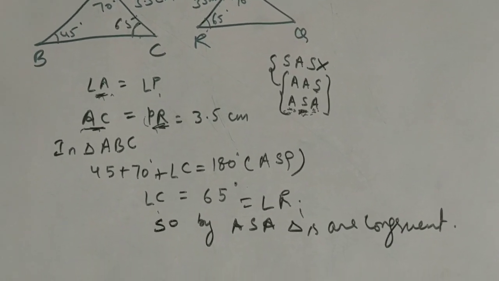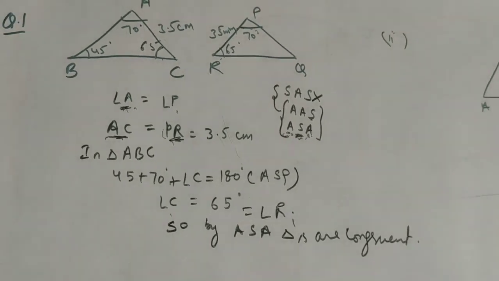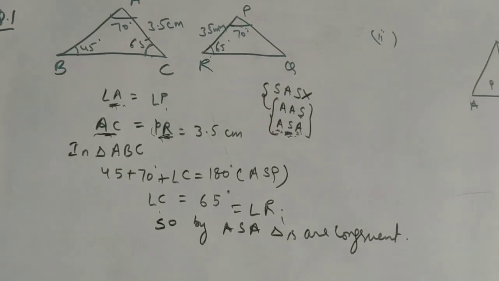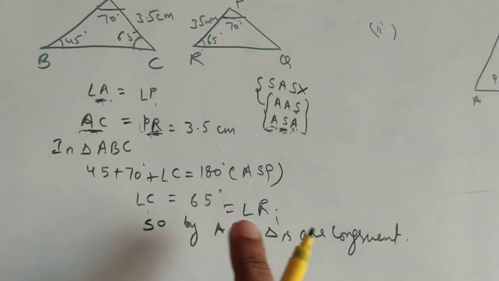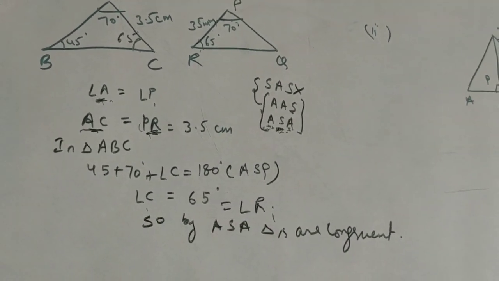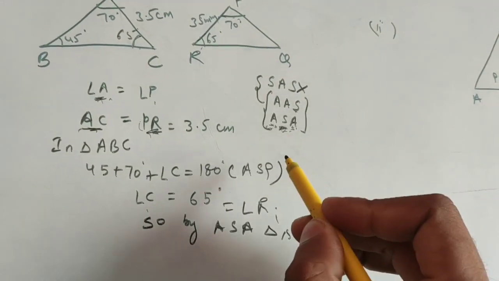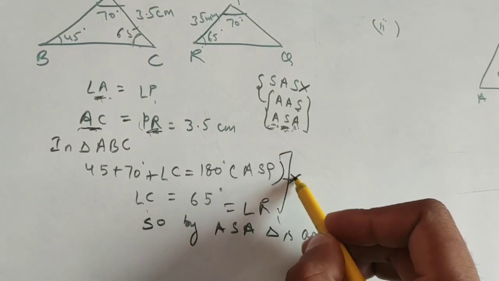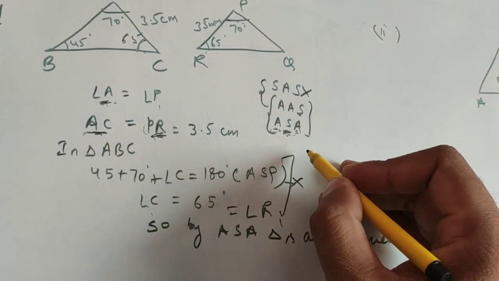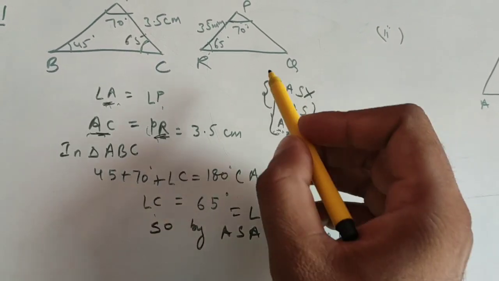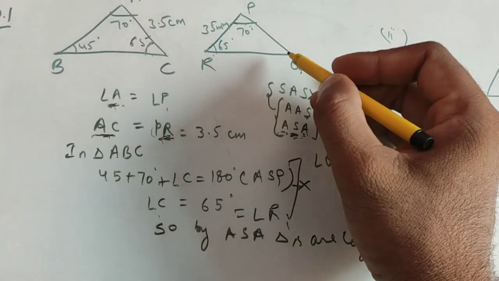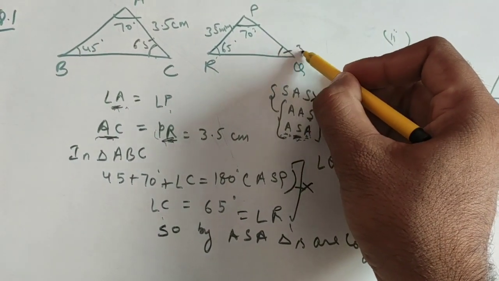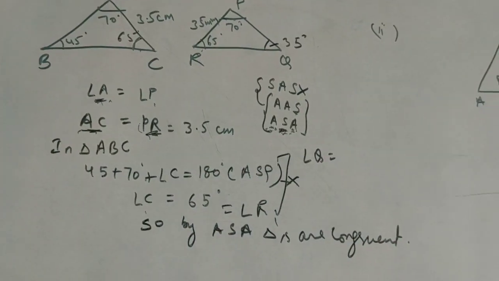We can also use AAS here. How can we use AAS? Suppose I don't find angle C. Instead of this, I go for angle Q. I try to find angle Q from triangle PQR. From this triangle PQR we can say that this angle will be 35 degrees.